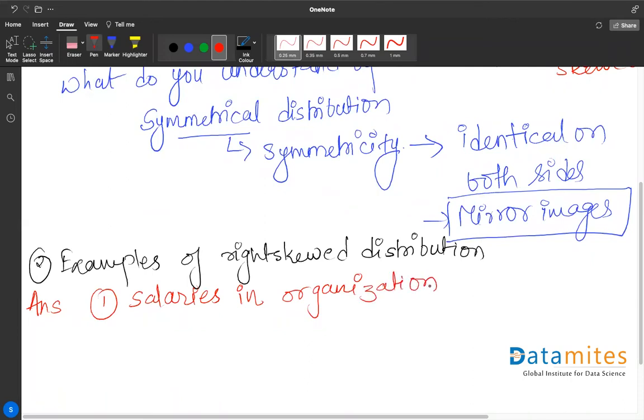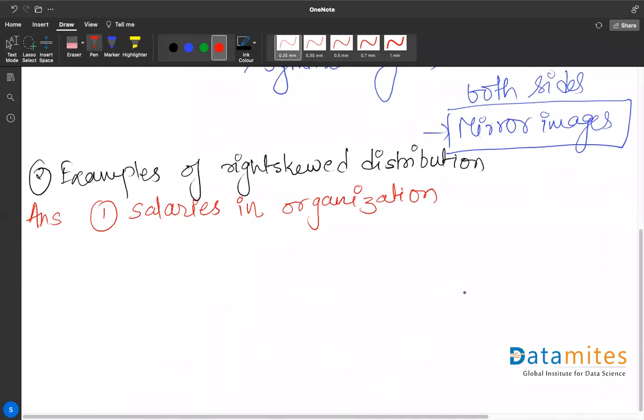Okay, so first of all, right skewed distribution. So a distribution that is skewed toward the right side. So I can represent it like this. Okay, so mostly, right, the average salaries. Okay, how is this right skewed? Which one, Aniket?